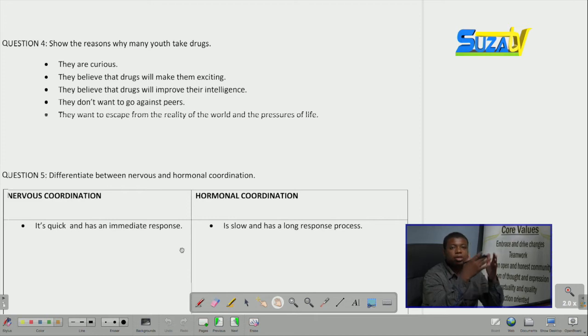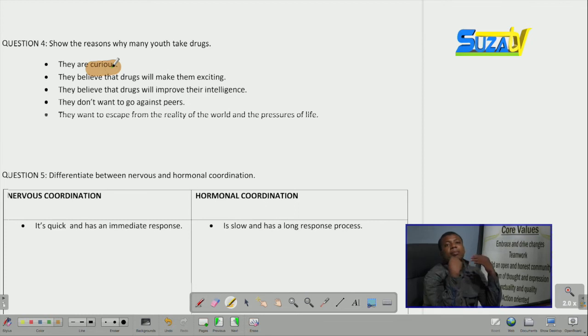So the main question here is, why do they take drugs? Is there any real reason behind taking drugs? In answering a question like this, you can answer it using what your mind tells you. But you can answer it like this, and the answers can be mentioned like this. First of all, they are curious.